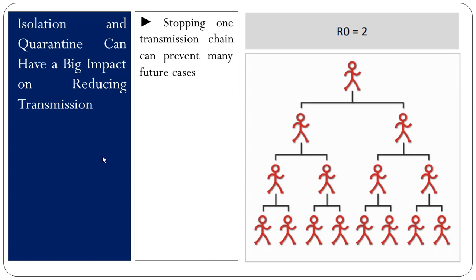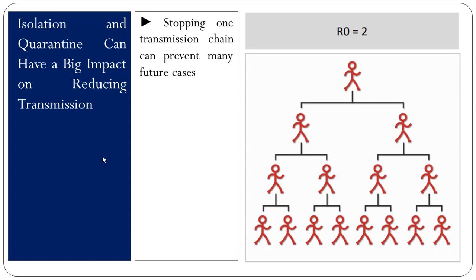Isolation and quarantine, which we will define shortly in the next slide. I am going to discuss the difference between quarantine and isolation. Both can have a big impact on reducing transmission because they serve to limit contact between people who are infectious and others. And as we know, stopping just one transmission chain can prevent many future cases.